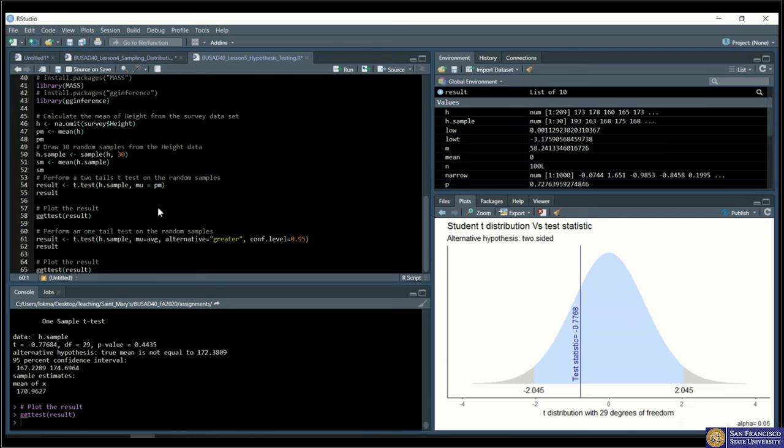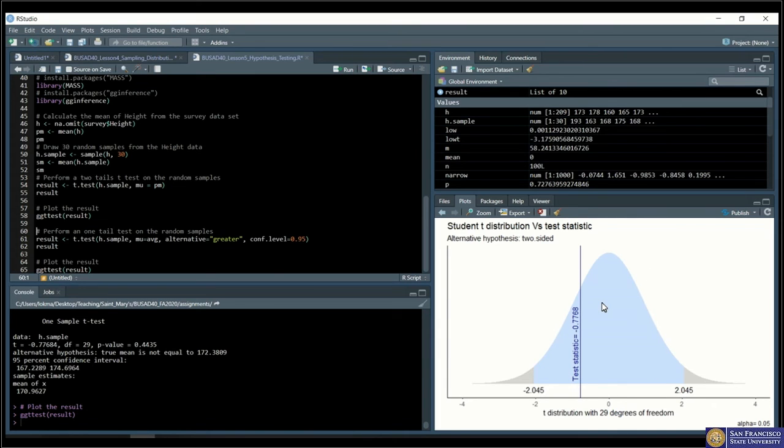So very nice. As you can see, this ggttest is a plotting function. It automatically plots the t-distribution for you and also points out the location of your test, in this case negative 0.7768, which is the location of your t-statistic. And the probability of the two tails with 5% confidence is located at negative 2.045 and 2.045. The sample that we are selecting is obviously within this middle section right here.